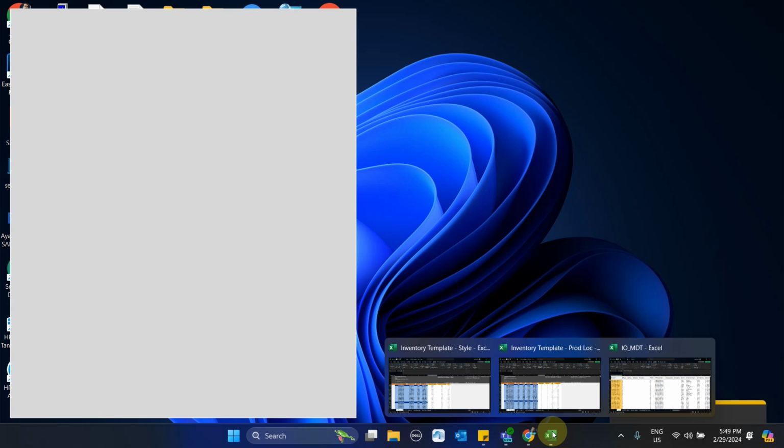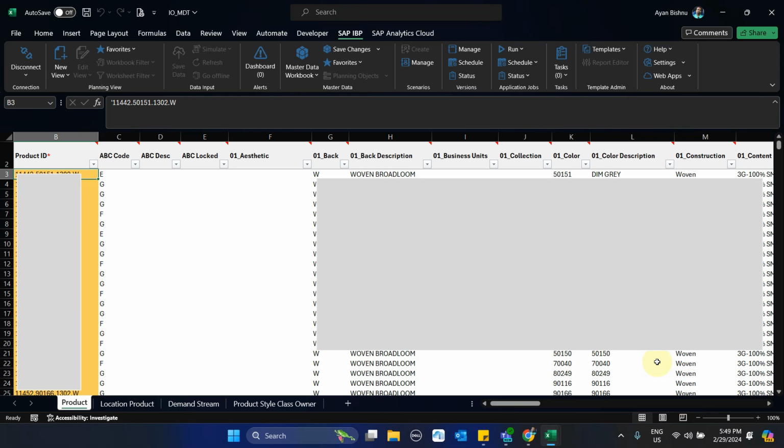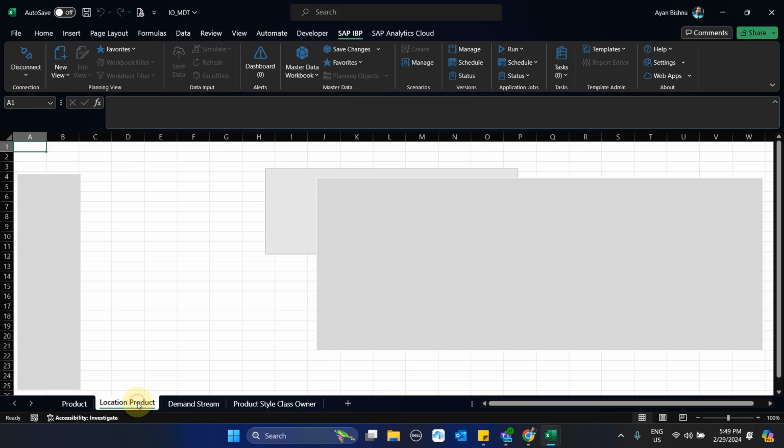So to begin with, I will take you to the master data wherein you see I have just loaded a small subset of master data which are product, location product, demand stream, and there is one custom master data called product style, class and owner. So before I jump in, the first and foremost master data that we need to focus on is location product.